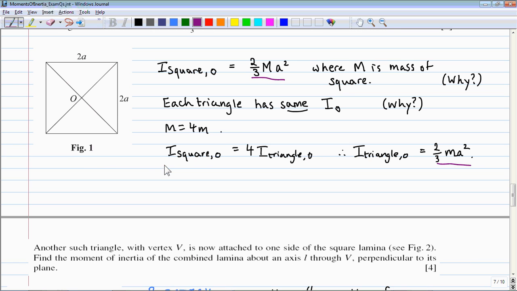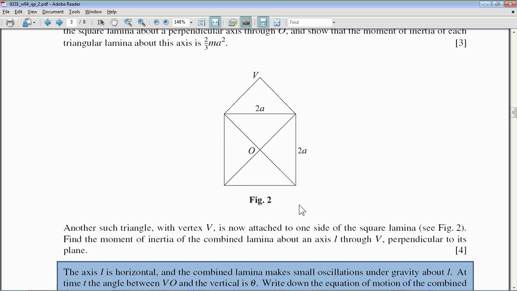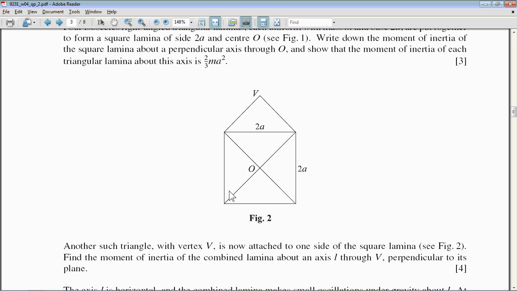The second part is a bit more interesting. Let me show it to you in case you do want to try and do it yourself. I'm talking about this part here. So there's the new diagram and the new question. Another such triangle with vertex V is now attached to one side of the square. Find the moment of inertia of the combined lamina about an axis L through V perpendicular to its plane.